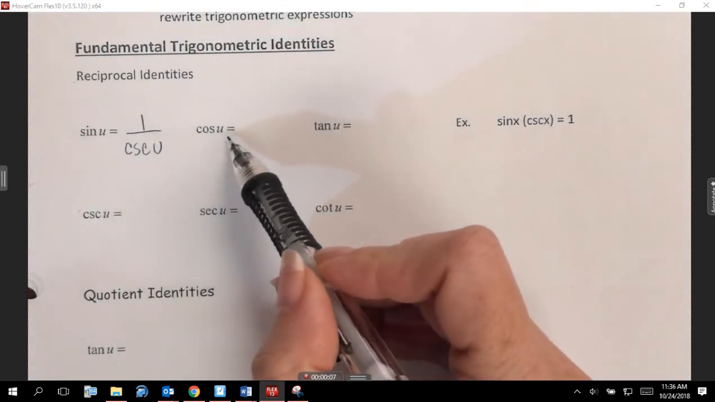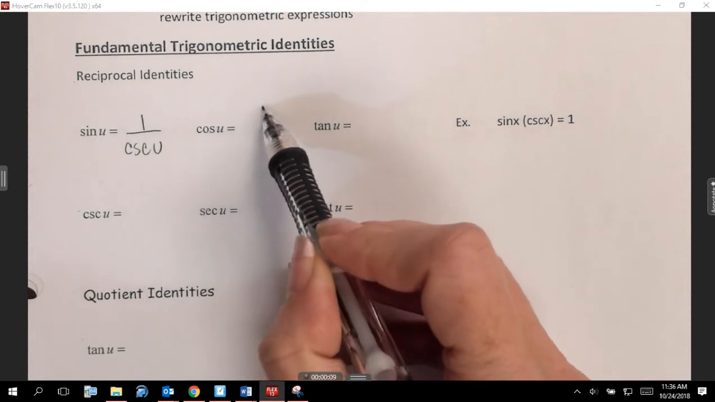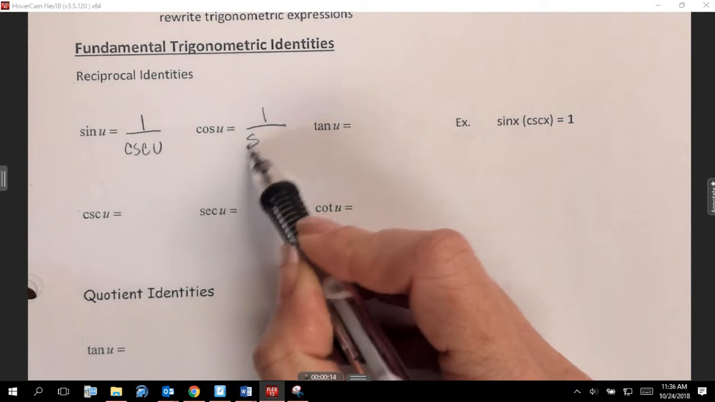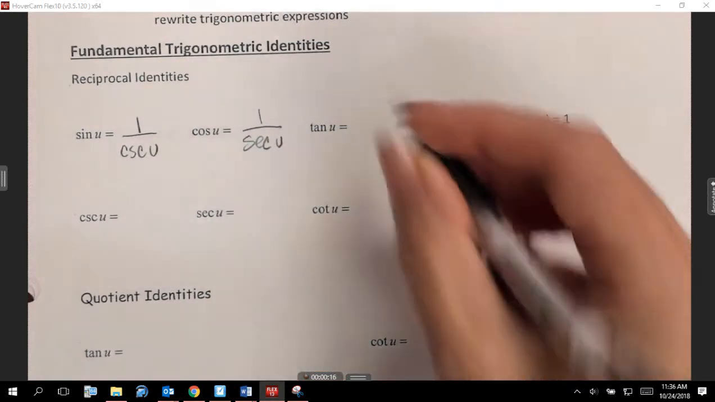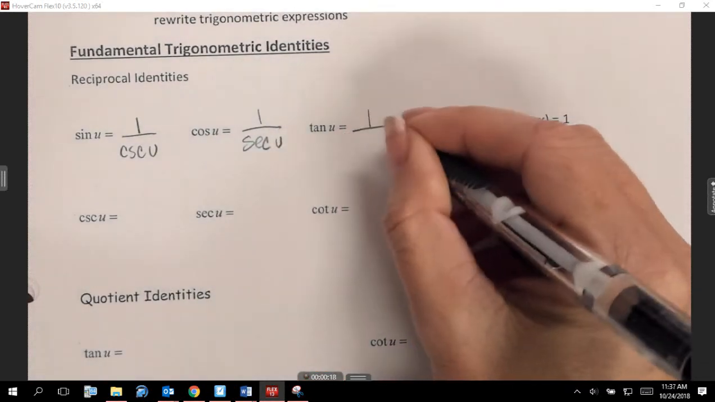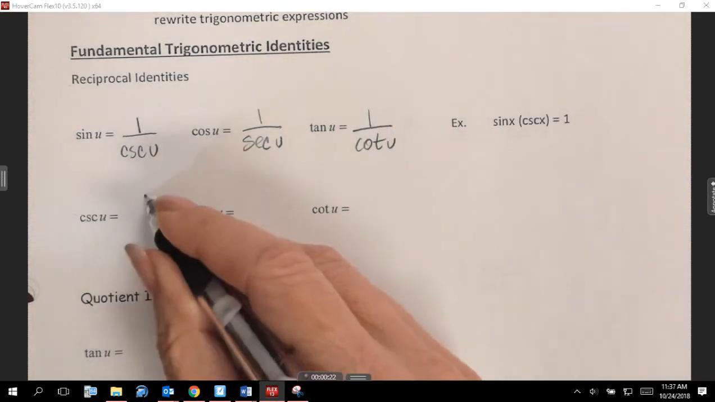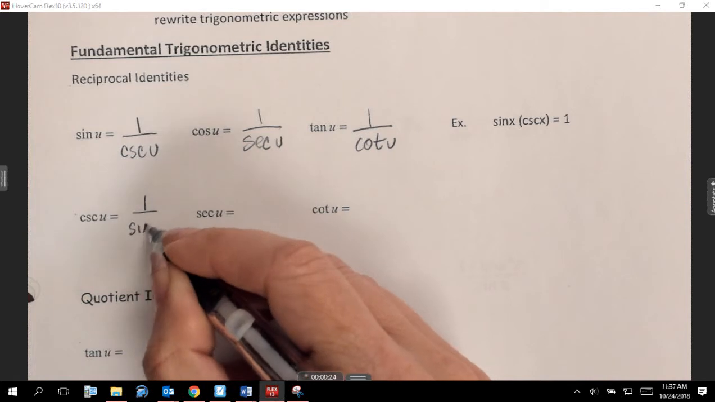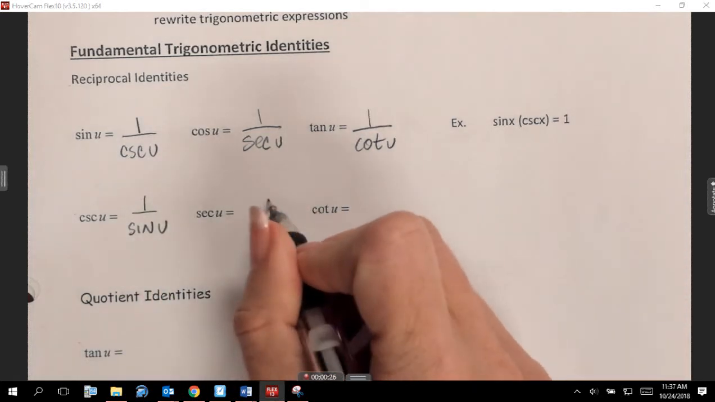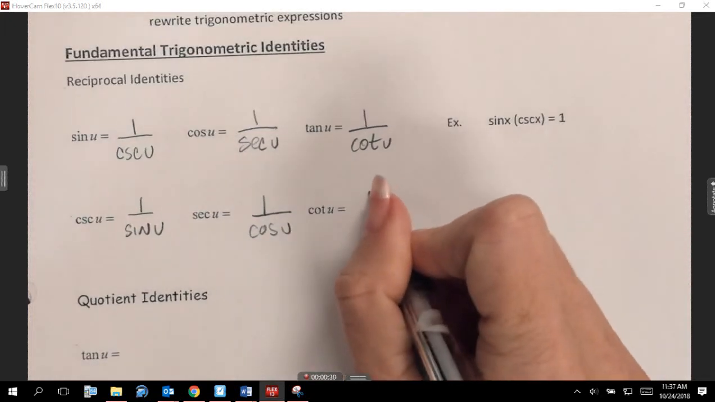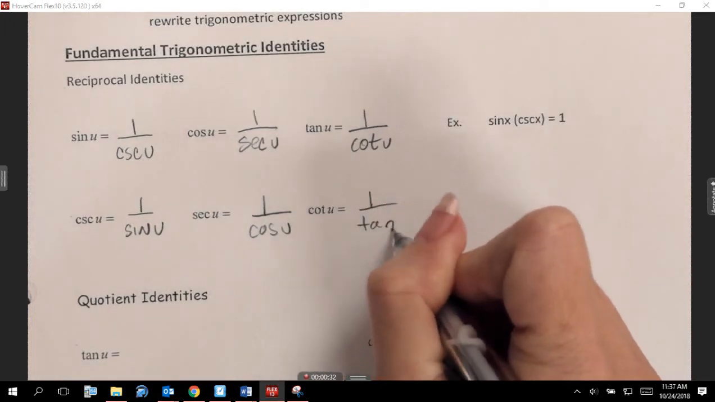So cosine u is the same thing as 1 over what? Secant u. Tangent u is the same thing as 1 over cotangent u. Cosecant u, 1 over sine u. Secant u is 1 over cosine u. And cotangent u is 1 over tangent u.